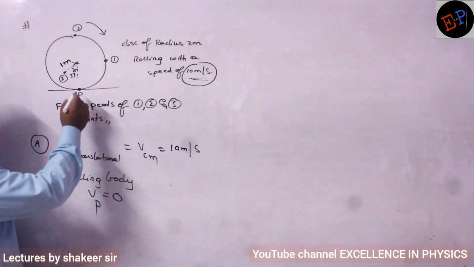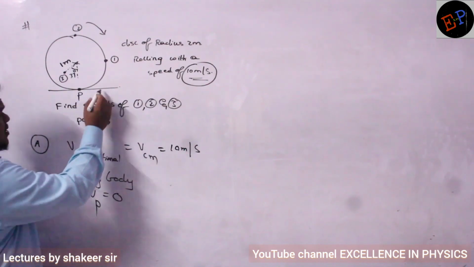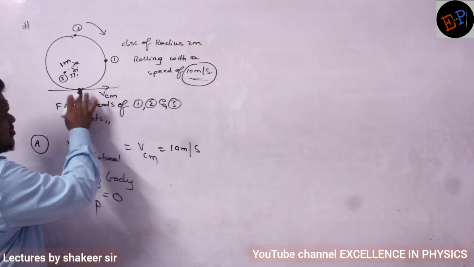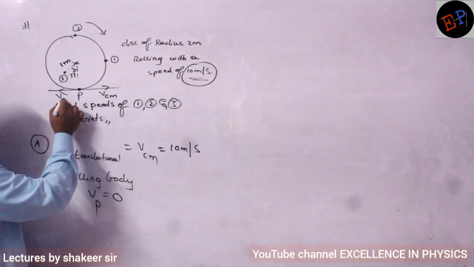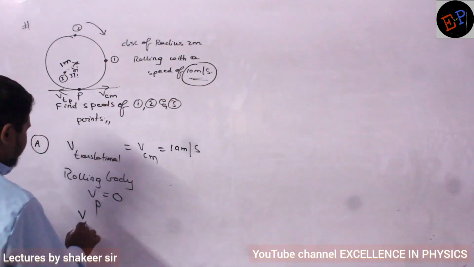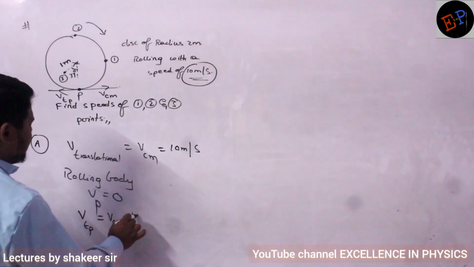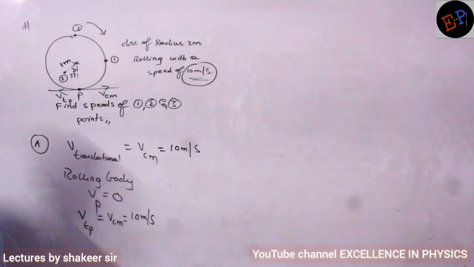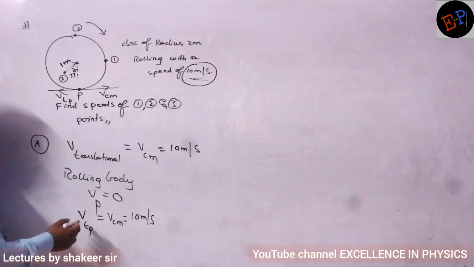Okay. So this point will have 2 velocities. One is velocity of center of mass in the same direction, because the disc is moving in this direction. This same point will have tangential speed also. Both of them should be equal, no? So what do I write? Tangential speed of point number P and velocity of center of mass should be equal, and it is equal to 10 meters per second. So I got the tangential speed at point number P. Are you able to understand?